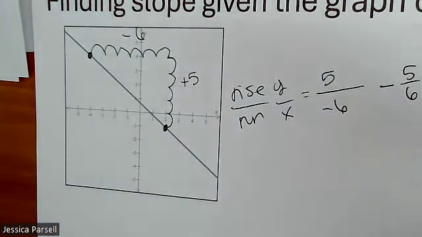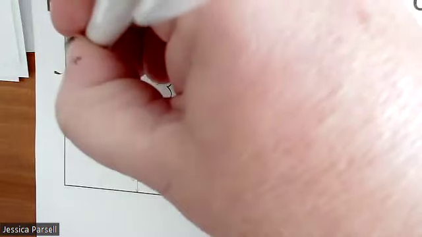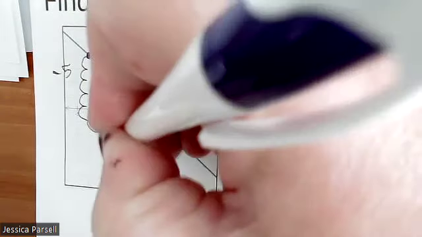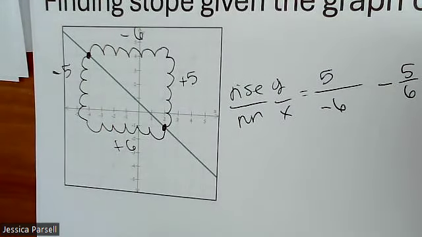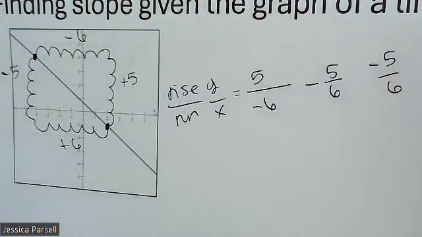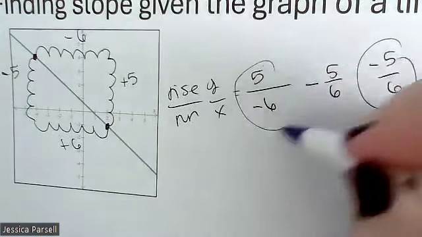If you want to think about it as starting here and going here, let's work it that way. So I'm going to go down, so that's going to be negative. 1, 2, 3, 4, 5, down negative 5, over 1, 2, 3, 4, 5, 6, positive 6. So that would be, let's see here, negative 5. Oopsie, I'm off the paper. Over positive 6. They're all the same thing.